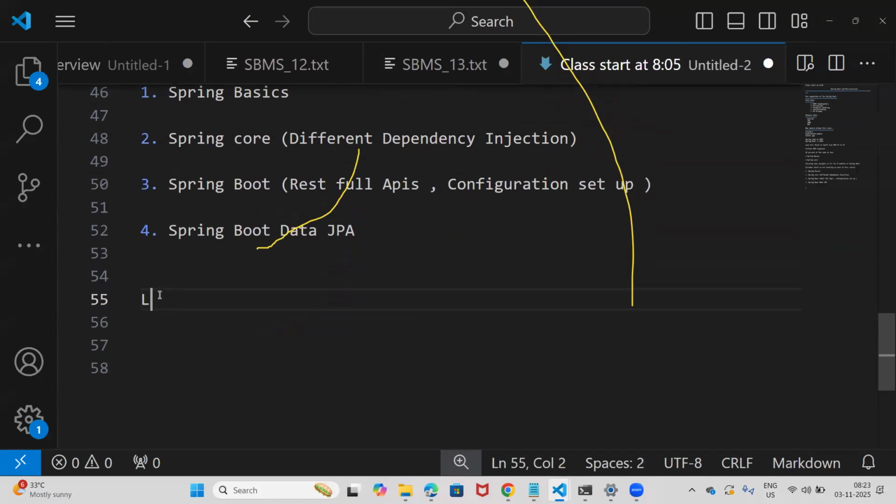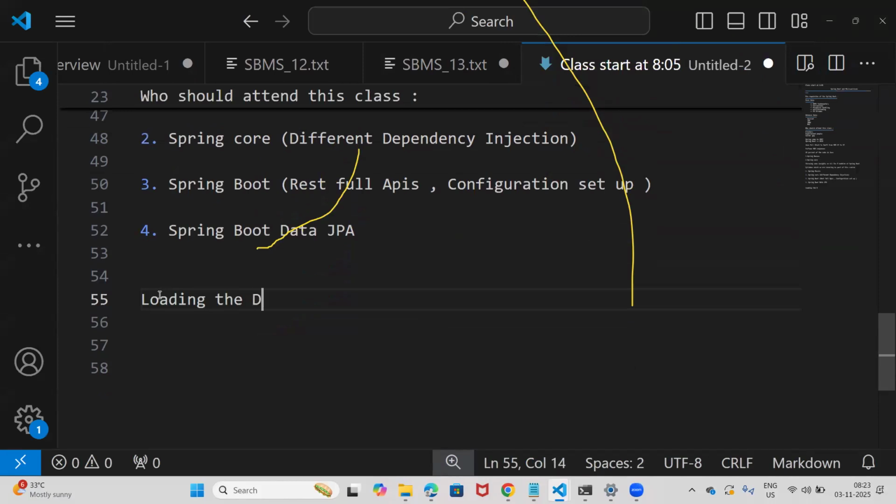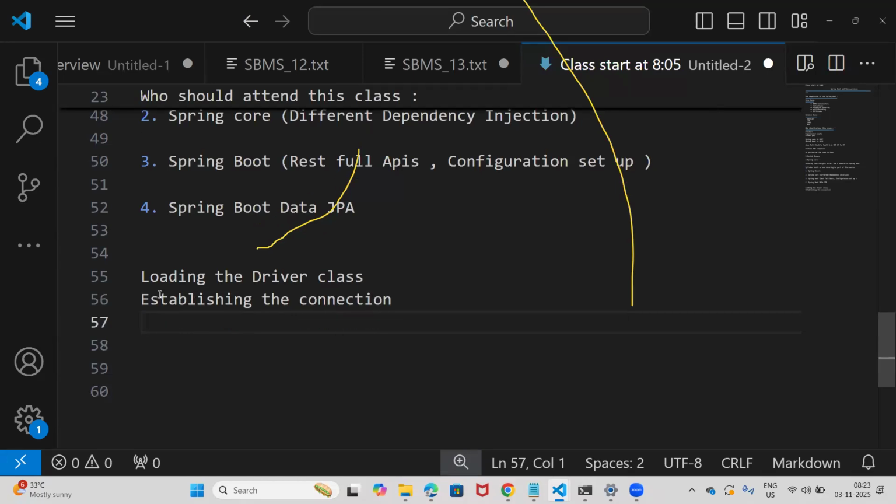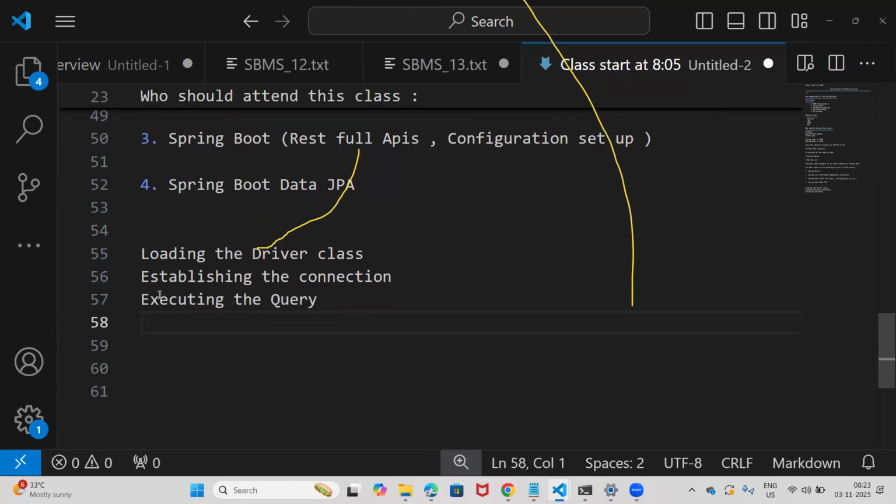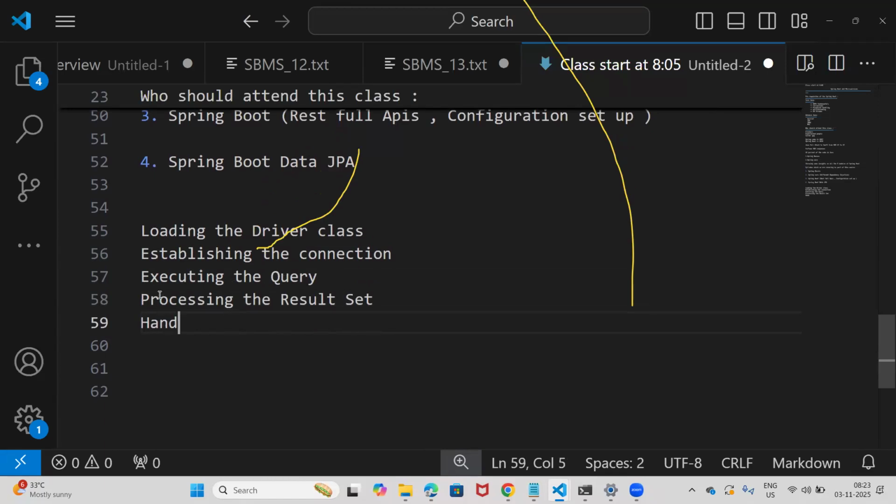The first step is loading the driver class. The second step is establishing the connection. The third step is executing the query. The fourth step is processing the result set. And the fifth step is handling the exceptions. Guys, these are the steps we have in JDBC to connect to the database.